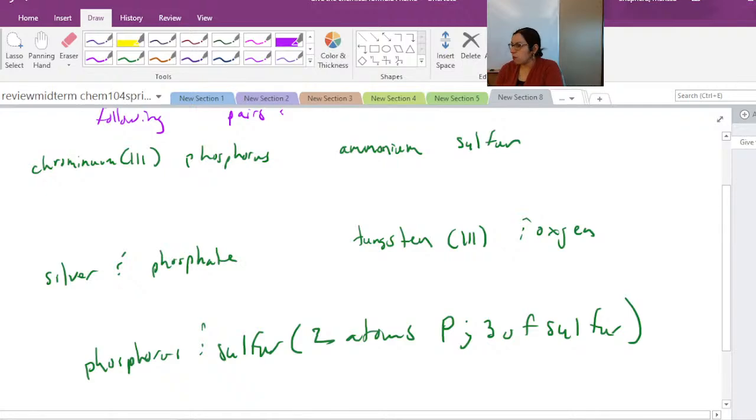All right, let's hear what we got for these. So what do we get for chromium 3 and phosphorus? So what's the formula? So what ratio are they in? What oxidation state is phosphorus usually in?